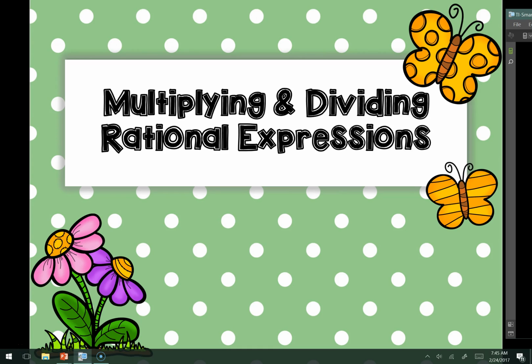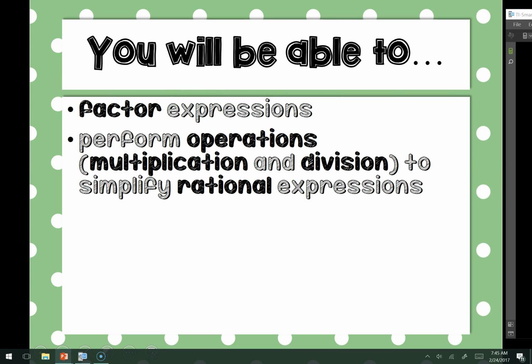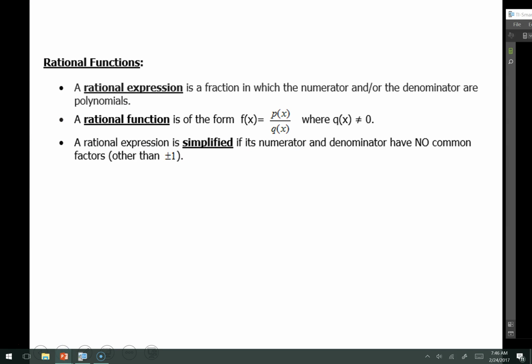Hi everybody, in today's video we are going to start chapter 7 with multiplying and dividing rational expressions. Now remember, rational is another word for fractional, so in this chapter we're going to be looking at fractional equations and functions and expressions. We are going to need to factor these expressions and then perform operations like multiplication and division to simplify them. So today we're going to focus just on those first two operations, multiplication and division. We will add and subtract in the next video.